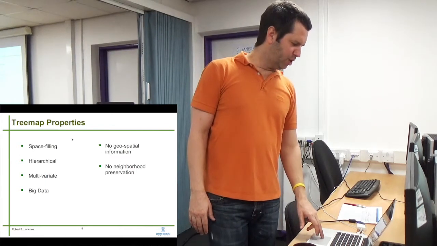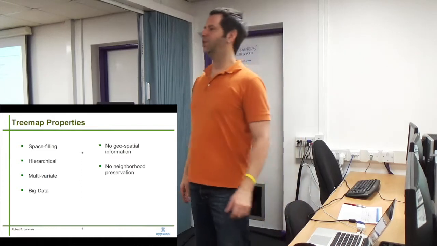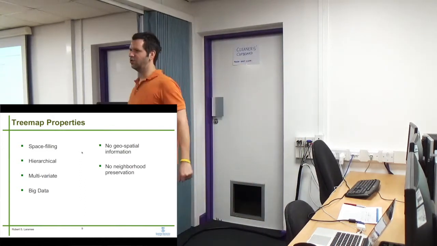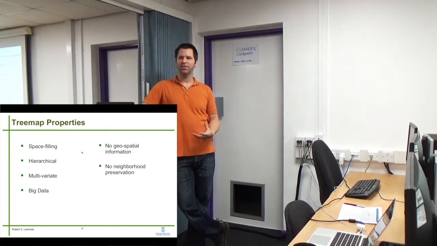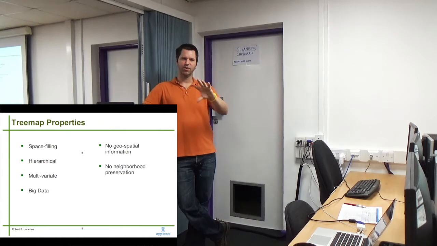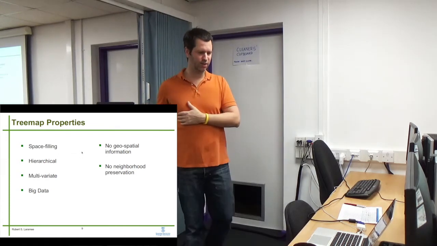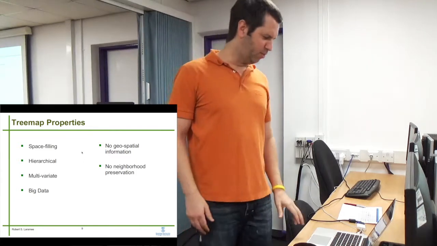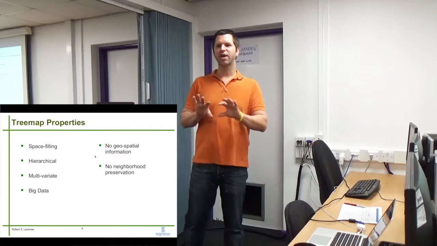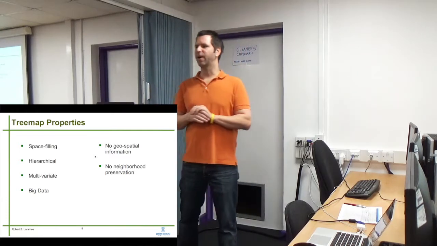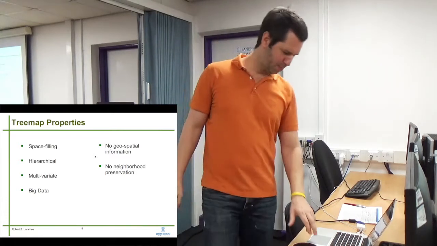However, there's no geospatial information encoded, generally speaking, in the tree map. For healthcare, it's nice to have some geospatial information so we can see which regions are characterized by which kind of healthcare prognoses. And there's no neighborhood preservation, so you cannot determine who your neighbors are going to be in a tree map necessarily.